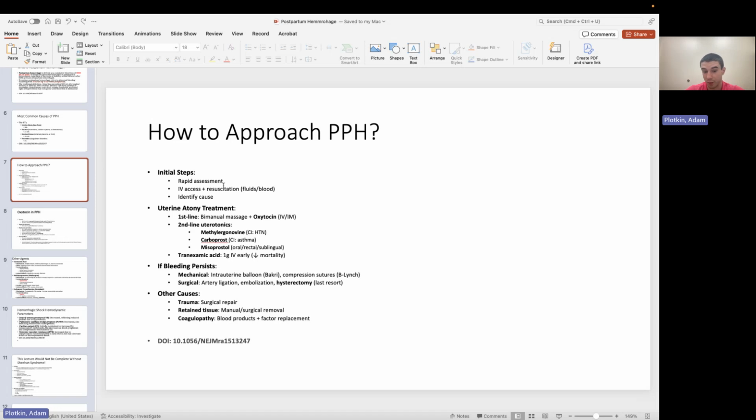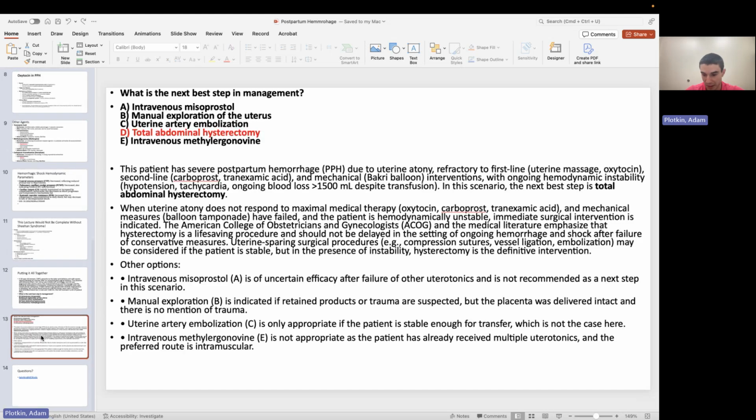Again, we do rapid assessment, IV fluids. We do bimanual massage and oxytocin. We do second line drugs like methylergonovine, watch out in hypertension, carboprost, watch out in asthma, misoprostol, and TXA. If the bleeding persists, we can consider a balloon. We can consider compression sutures. If that doesn't work, right, we can consider ligation and embolization if they're stable. If they're unstable, we're probably going to have to go to hysterectomy. So that's what I was testing you on here.